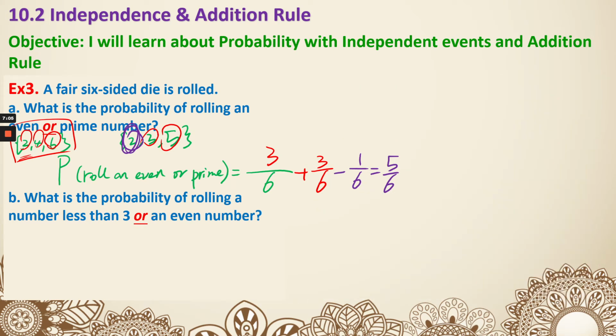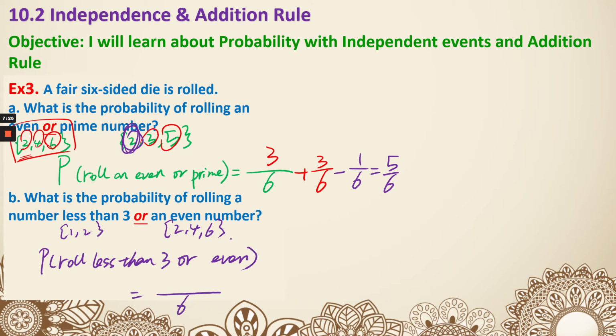Next, part B. What is the probability of rolling a number less than 3? Roll less than 3. Let's think about it. Less than 3 would be 1, 2. Even numbers, 2, 4, 6. So P, roll less than 3 or even. Total would still be 6. First one, we got 1 and 2, so that's 2 out of 6. The second one, we got 2, 4, 6, that's 3 out of 6. Now let's see if we have anything that repeated. You can see this number 2 repeated, and we counted it twice. It's only one number that's repeating, so we minus 1 over 6. That's going to give us 4 over 6, which simplifies to 2/3. That's example 3.